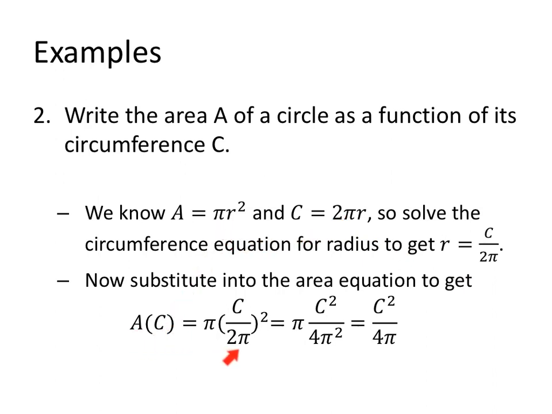I'm going to replace that in my area equation. Instead of pi r squared, I now have pi times C over 2 pi all squared. That's C squared over 4 pi squared. The pi in the front and the pi squared in the denominator simplify to give me C squared over 4 pi in my denominator.